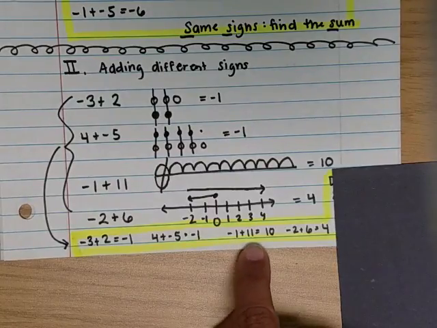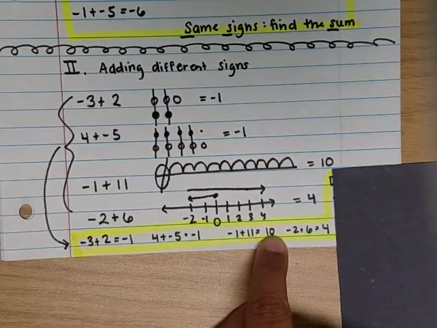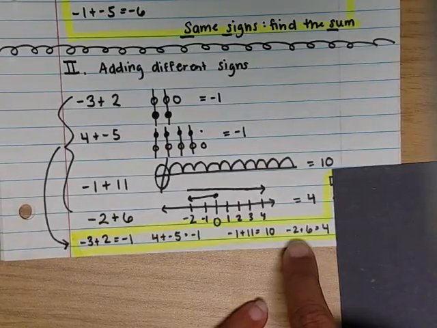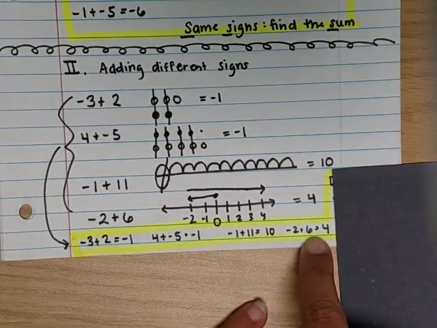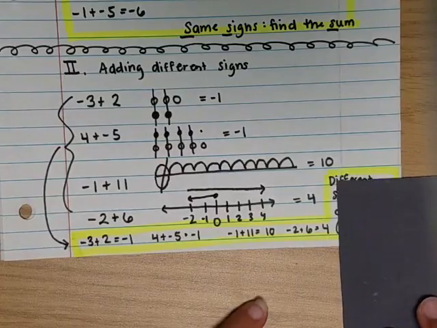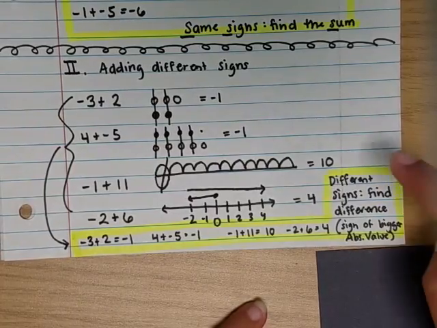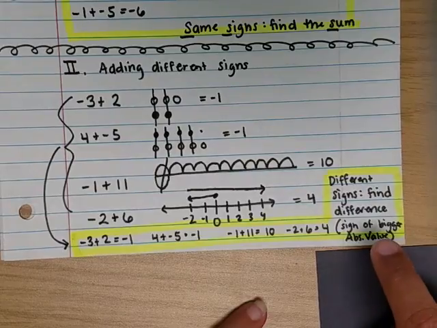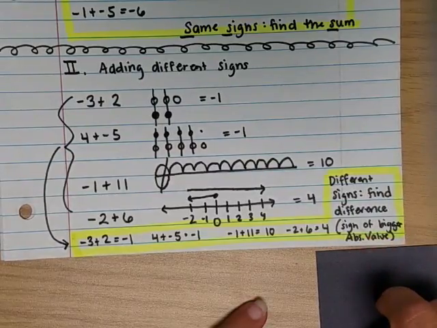The difference between 1 and 11 is 10. Who do I have more of? I have more positives, so the answer will be positive. Same thing here. 2 and 6, the difference is 4, and whoever has more is positive 6, so therefore I'm going to have a positive answer. So here's my rule. Different signs, find the difference, and you keep the sign of the bigger absolute value, so whichever one you have more of.